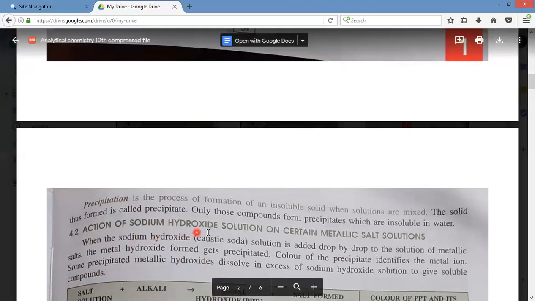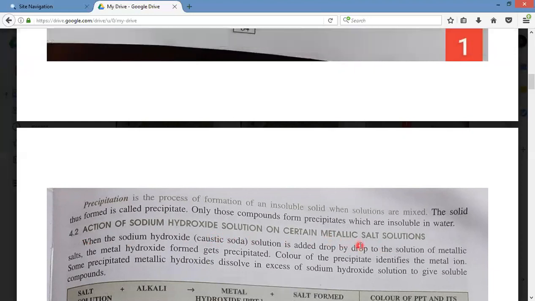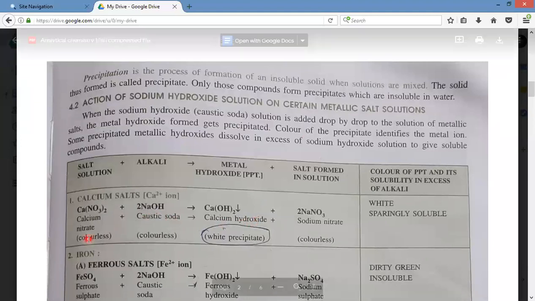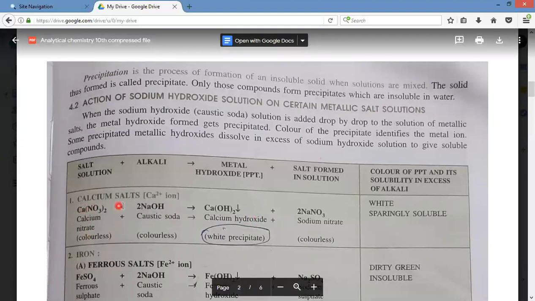Now this sodium hydroxide is used as a reagent on some metallic salt solutions. It will treat certain metallic salt solutions and give different tests. One thing keep in your mind: whenever you are adding sodium hydroxide or caustic soda, it should be added drop by drop so that the accurate result can be judged and the precipitate can be formed, which can be identified very clearly. For that, the first table is coming in which we are treating the calcium salts.